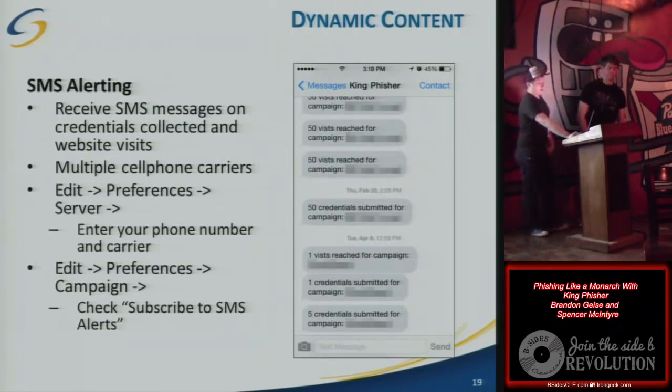It has SMS alerting. So you can enable this as an option, set your cell phone number and your carrier. And Kingfisher has it set up where it's, what is it, every few emails. Every few, 1, 5, 15, and then it goes from 50 on there. It will send a text message to your phone or whatever number that you specify in there saying this many visits to your page for this campaign, or this many credentials have been submitted. So essentially you can set all this up, send out your campaign, go to lunch, and you can actually see how your campaign is doing, saying, okay, well, I've gotten 50 credentials so far. It's going really good.